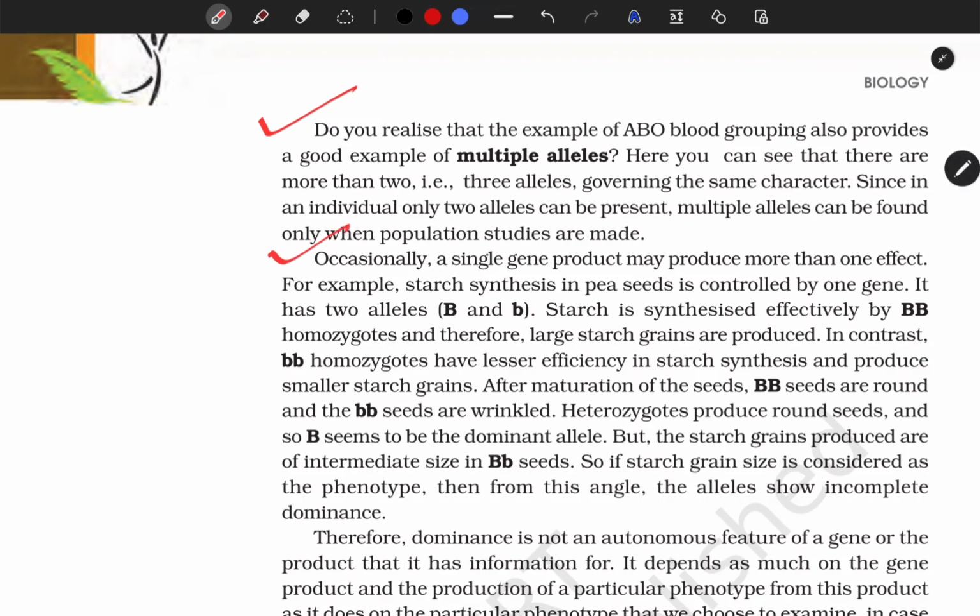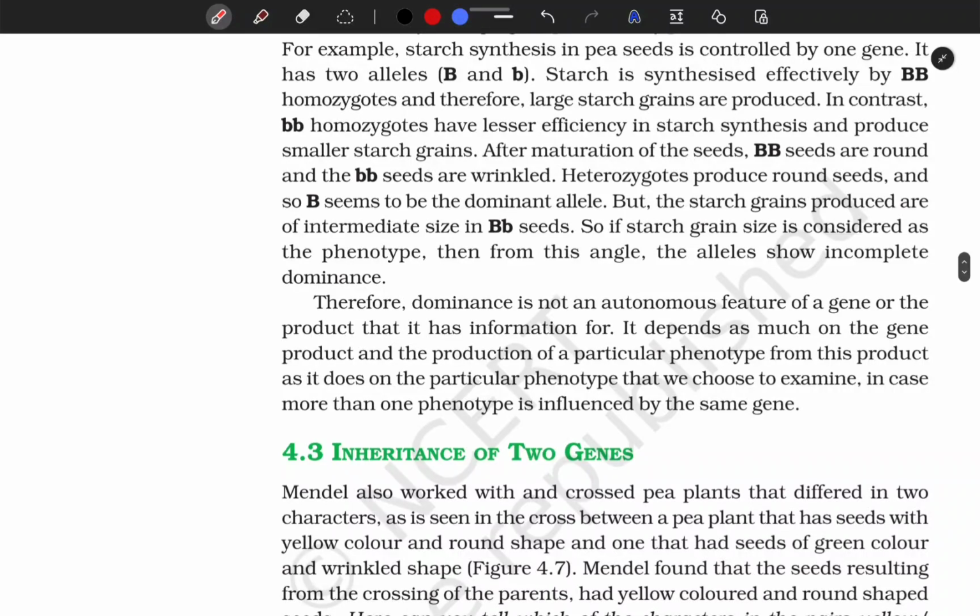For example, starch synthesis in pea seeds is controlled by one gene. It has 2 alleles, that is capital B and small b. Starch is synthesized effectively by capital B homozygotes, and therefore larger starch grains are produced. In contrast, small b homozygotes have lesser efficiency in starch synthesis and produce smaller starch grains. After maturation of seeds, capital B seeds are round and the small b seeds are wrinkled.